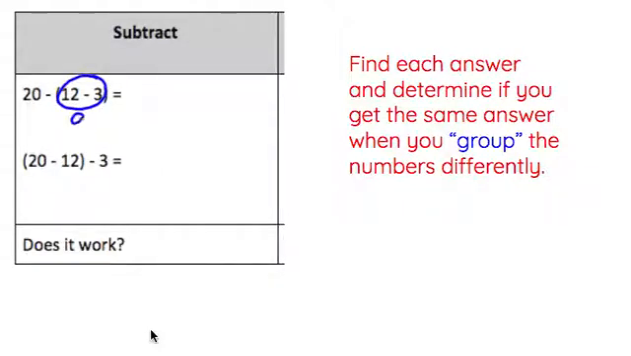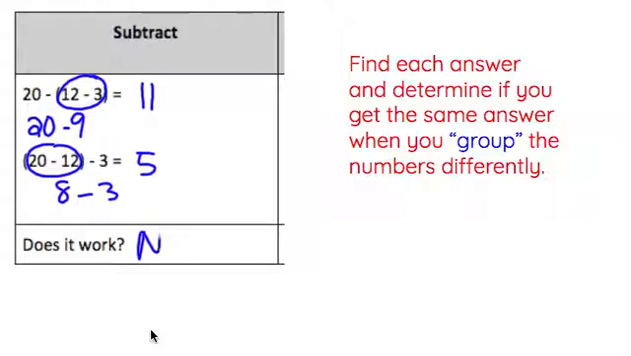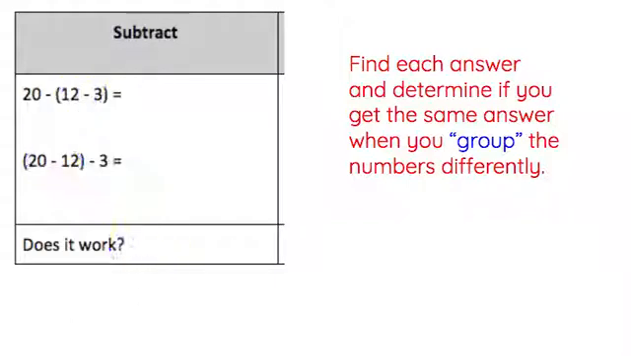So 12 minus 3 is 9. So if I do 20 minus 9, I actually get 11. For the next problem, 20 minus 12 is 8, and 8 minus 3 is 5. So no, this does not work for subtraction. You can't group numbers differently and get the same answer for subtraction.